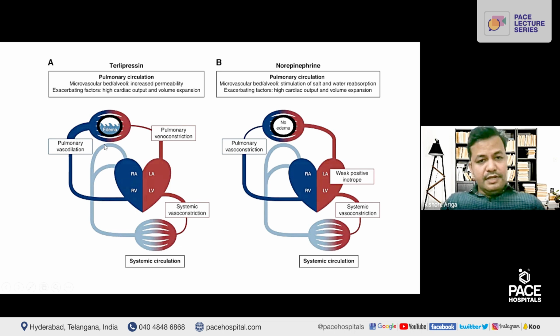So this can lead to increased respiratory failure, and there are also other exacerbating factors, like volume expansion with albumin, which we need to keep in mind. Whereas norepinephrine causes pulmonary vasoconstriction and stimulates salt and water absorption in the alveoli, and it is also a weak inotrope. So this will decrease the alveolar edema when compared to terlipressin. This is what might have happened, but it is not proven.